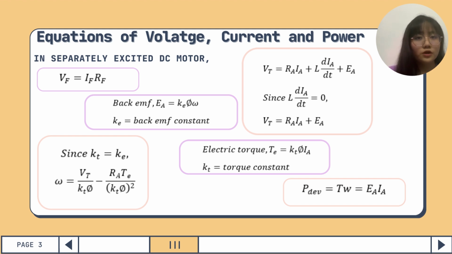From the equations above, we can conclude that by increasing the Vt, the Ea will also increase and will result in an increase in machine speed.